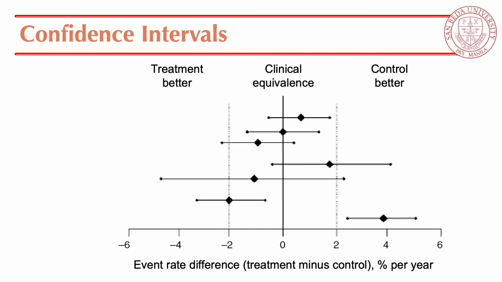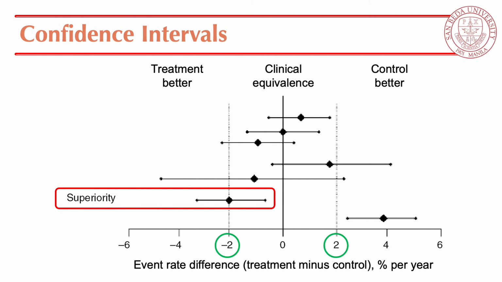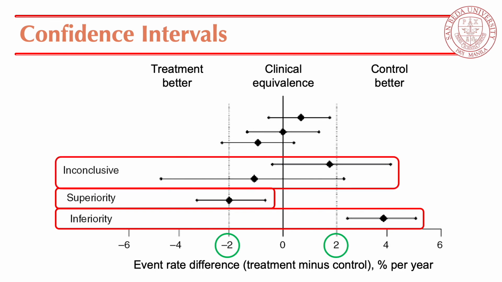Now, here are other important basic concepts to remember about confidence intervals. Let us suppose the event rate difference of +2 or -2 is what is considered as the clinically important measure or margin. When both ends of the confidence interval are on the side of the treatment being better, the treatment is definitely beneficial or superior. When both ends are on the side of the control being better, the treatment is definitely harmful or inferior. When one end reflects important benefit and the other end reflects important harm, the study is inconclusive.